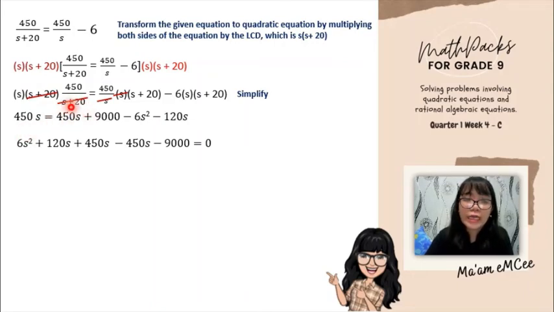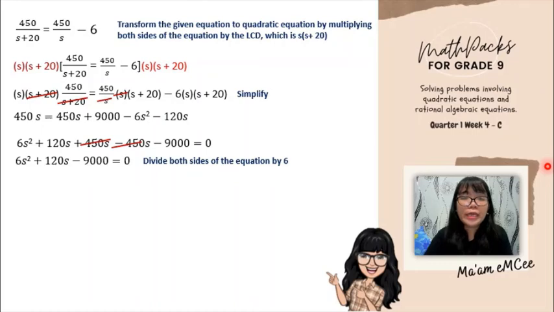And then 450s, transposed to the other side, we will have negative 450s. And then the last one, 9,000, transposed to the other side, we will have negative 9,000. And that will be equal to 0. Then we cancel out 450s and negative 450s because they will be equal to 0 when combined. So what is left is 6s squared plus 120s minus 9,000 equals 0.